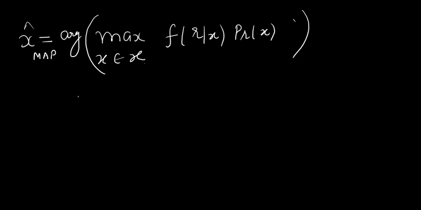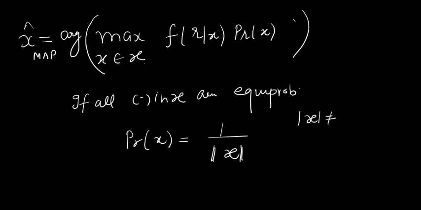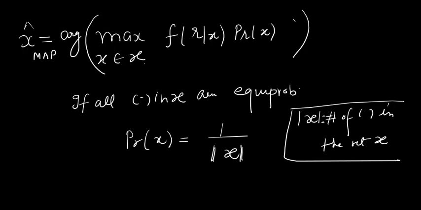Further, if all points in X are equiprobable, meaning that the probability of X depends on 1 upon the cardinality of X. What is this? What does cardinality mean? It is the number of points in the set, right? Do you know this? For example, X has 6 points or 4 points, and all are equiprobable. This means all have probability 1/4.